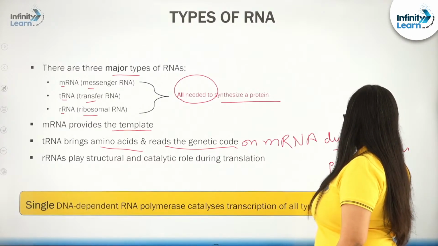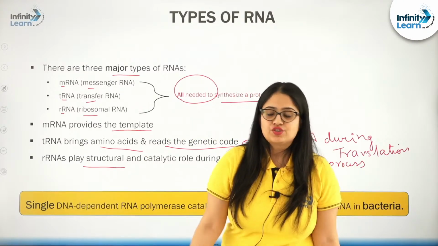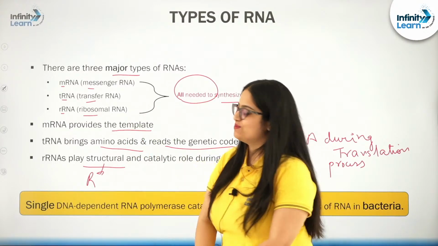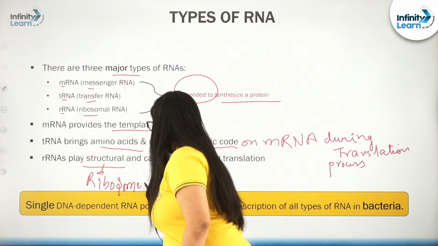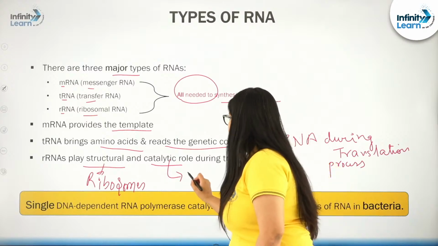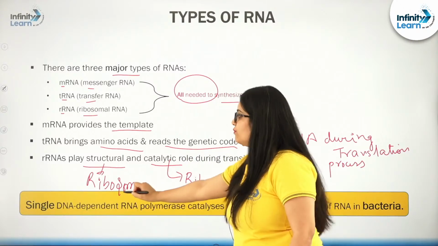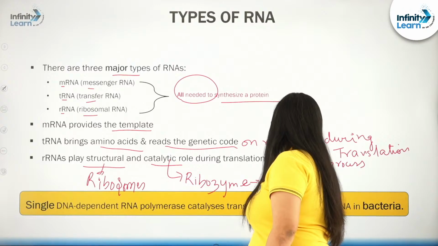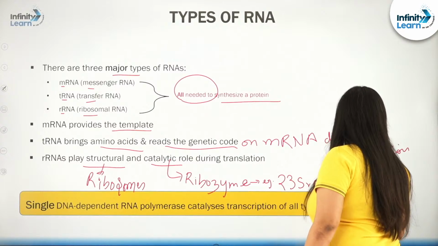Now, see kids, rRNA plays a structural role. It helps in formation of ribosomes. They act in a catalytic role also. That means they catalyze the reaction. Example, ribozyme. Ribosome, structural. Ribozyme, catalytic. Example, 23S rRNA in bacteria.